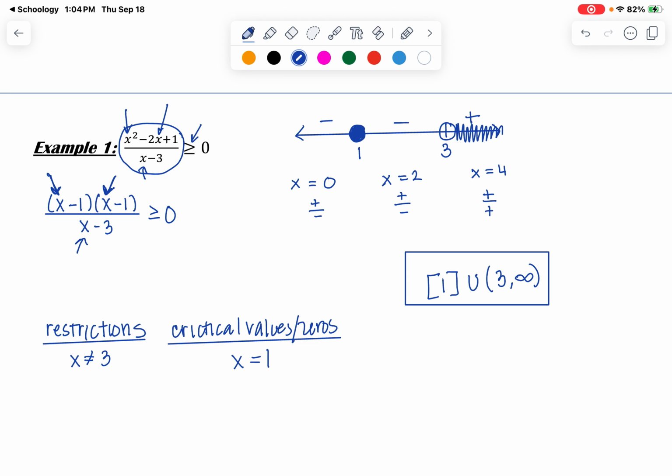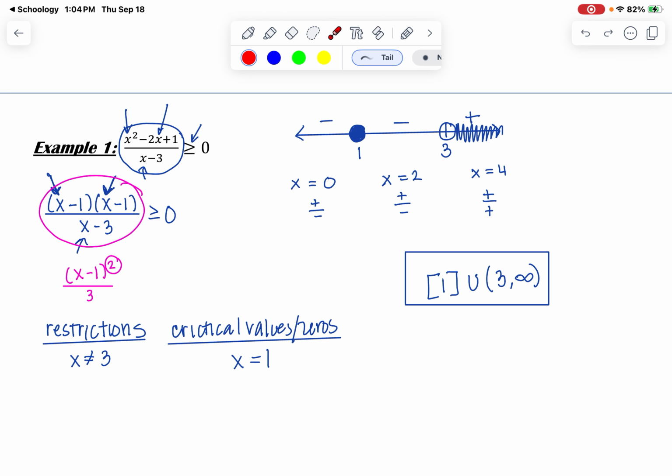If you wanted to only plug in one value, I would start by saying I'm going to plug in 0, okay? Please remember that this is the same thing as x minus 1 quantity squared over x minus 3. So the multiplicity of the 0 of 1 is 2, which means I'm keeping the sign. So this is where x equals 0 is, which was negative. If I'm keeping the sign as I jump over 1, it's staying negative.